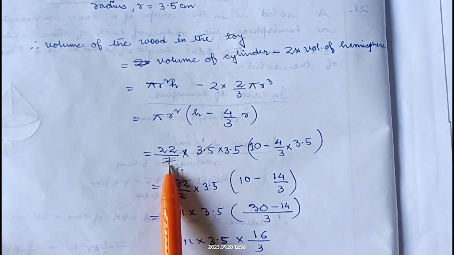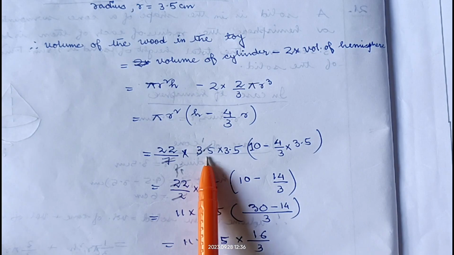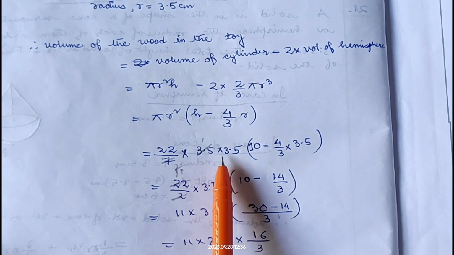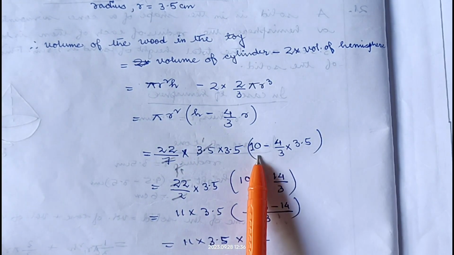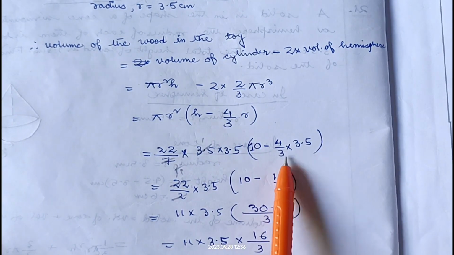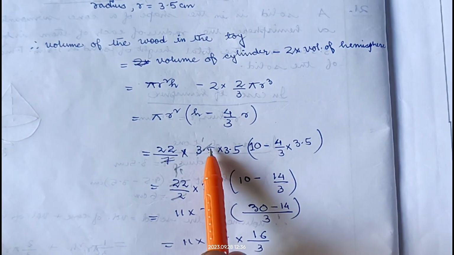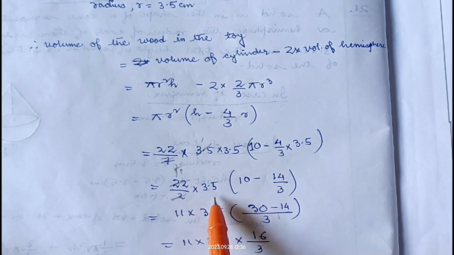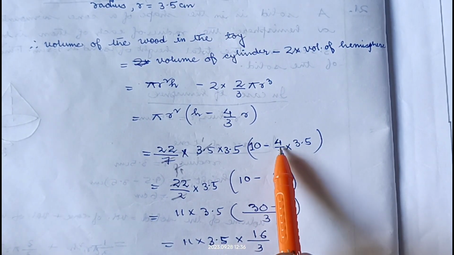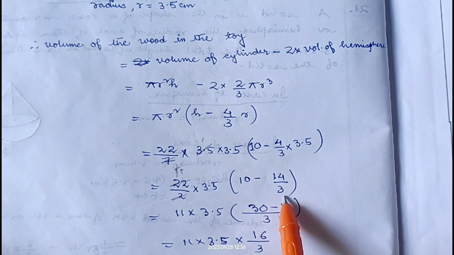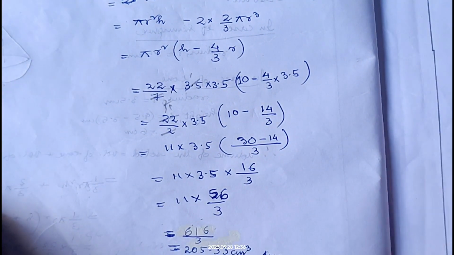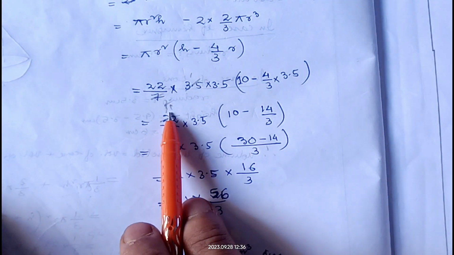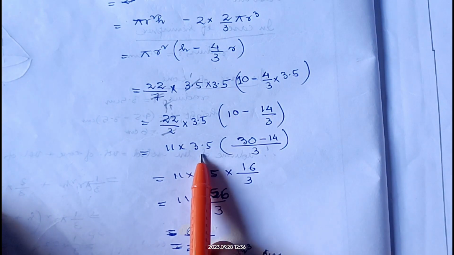Pi is 22 by 7 into r square. Radius is 3.5, so it will be 3.5 into 3.5. Height is 10 minus 4 by 3 into 3.5. Now 3.5 to the 7, so it will be 22 by 2 into 3.5. 10 minus 4 into 3.5 will be 14, 14 by 3. Now 22 and 2 can be cancelled. It will be 11, 11 into 3.5.